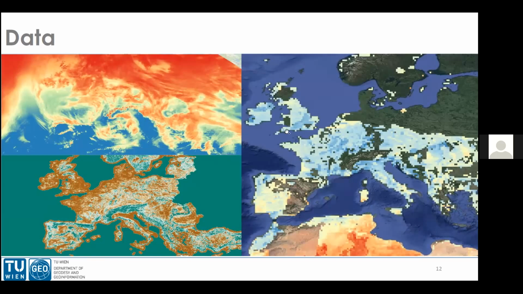So these are just some examples of how the data look like. Here on the top left, we have solar radiation from the Data Cube. Here, bottom left, I think it's the fraction of agricultural areas from the Copernicus land cover. And here on the right side is the CCI soil moisture. So you see that the resolution is much, much coarser with the CCI data.